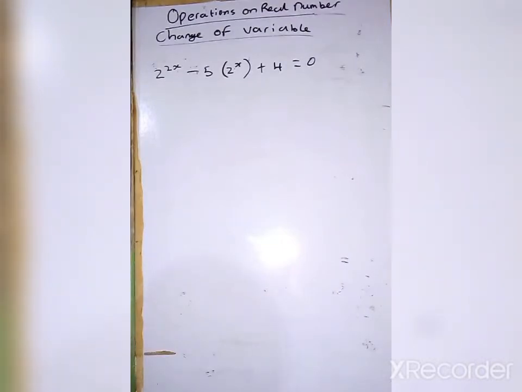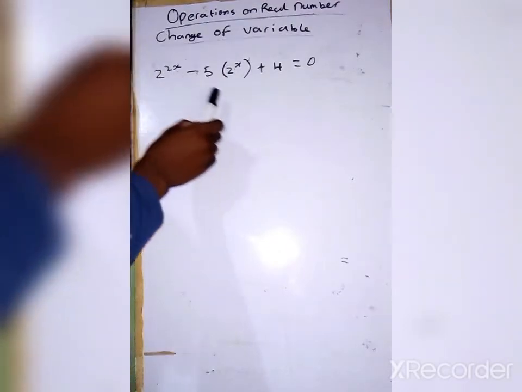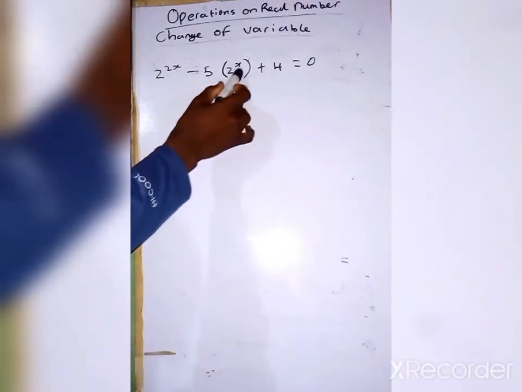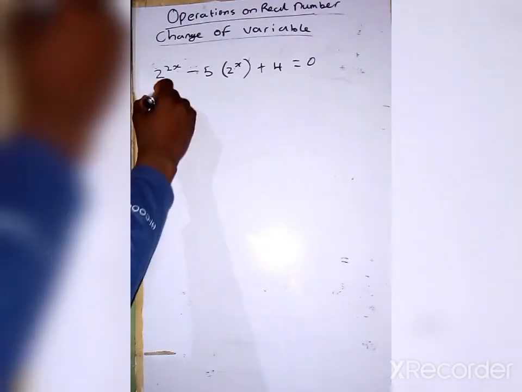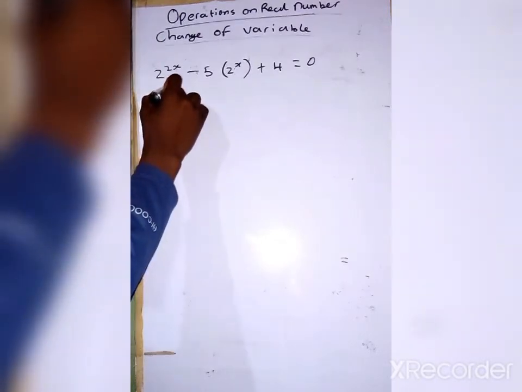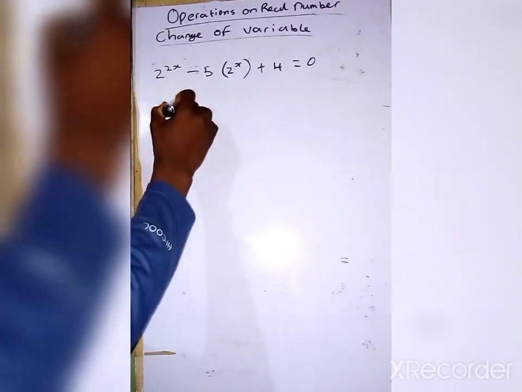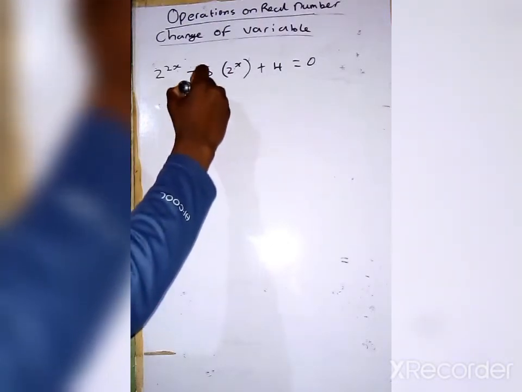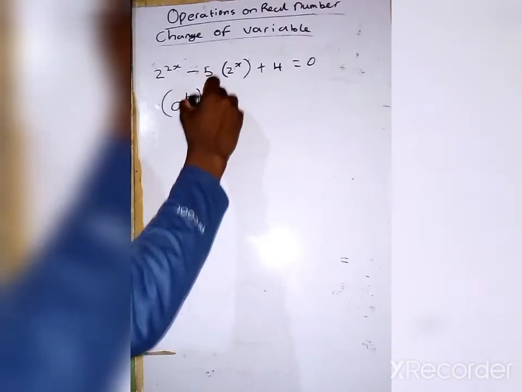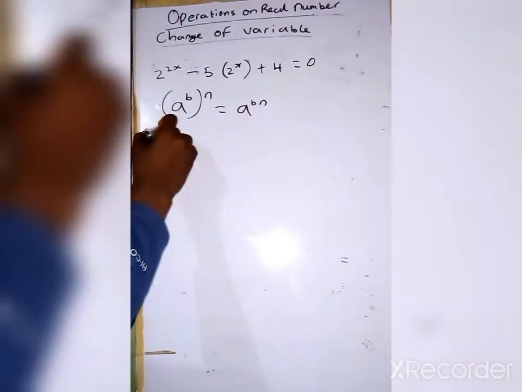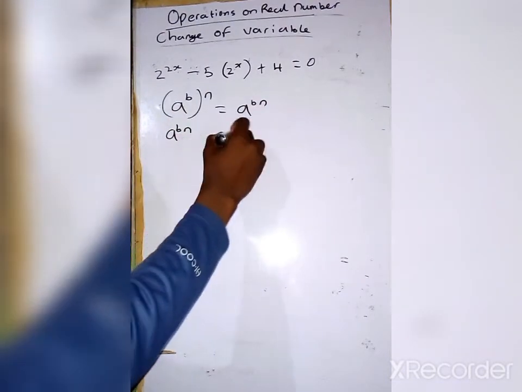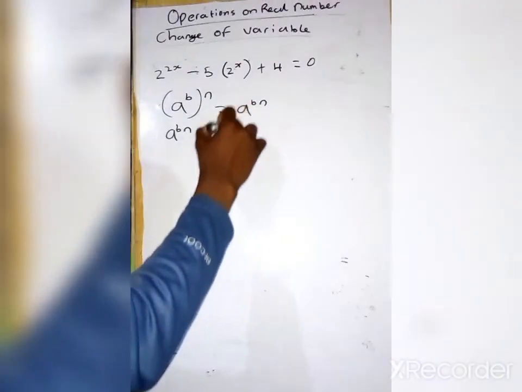The first thing is, this 2 raised to power 2x, we find a way to make it 2 raised to power x. When you have 2 raised to power x here, you have 2 raised to power x here, you can easily represent 2 raised to power x as an alphabet. So this 2 raised to power 2x can be written as 2 raised to power x. According to the law of indices, when we have a raised to power bn, it can be a raised to power n, like this b.